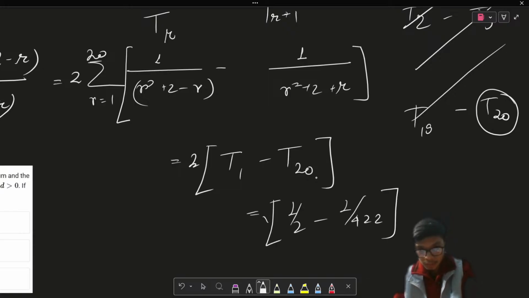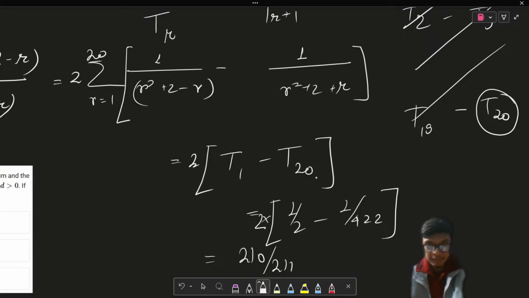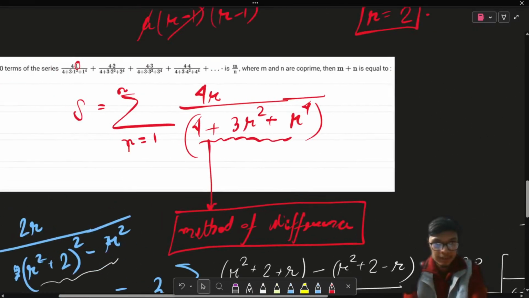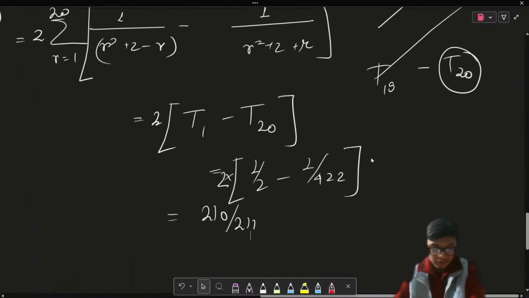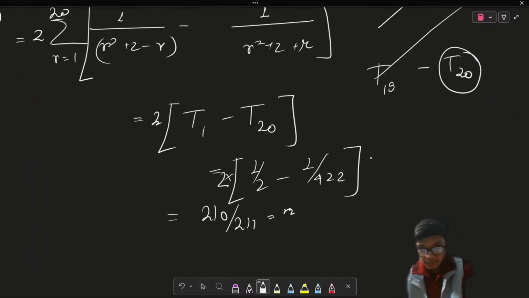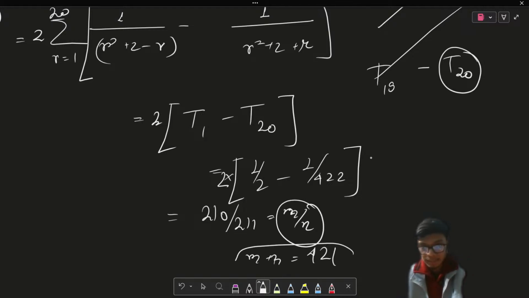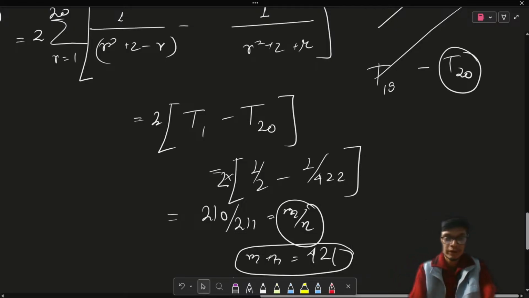If you evaluate, finally you'll get the result as 1 by 2 minus 1 by 422, and the whole multiplied with 2. This result is equal to 210 by 211, because you have to express this result in terms of m by n where m and n are co-prime. You can see these are 2 co-primes, so m plus n is equal to 421. So finally we get the result as 421.